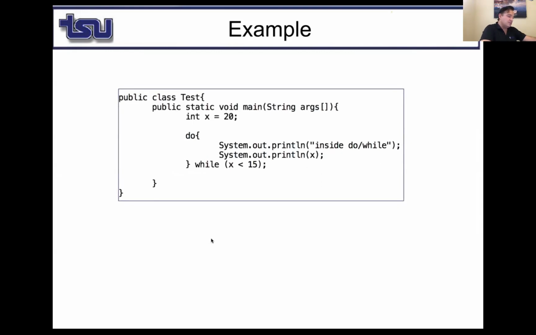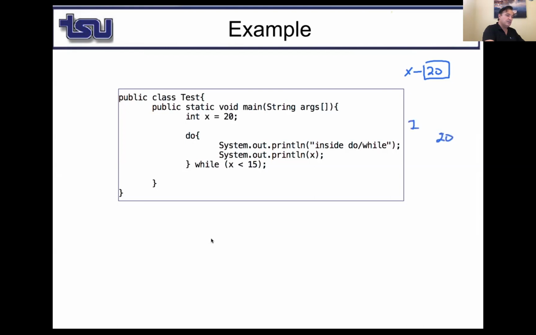Let's look at this. X is 20, okay? And then I have do. That means before I check any condition, I'm gonna go and execute those two statements. It will say inside do while, and it's going to print what? X, which is 20.